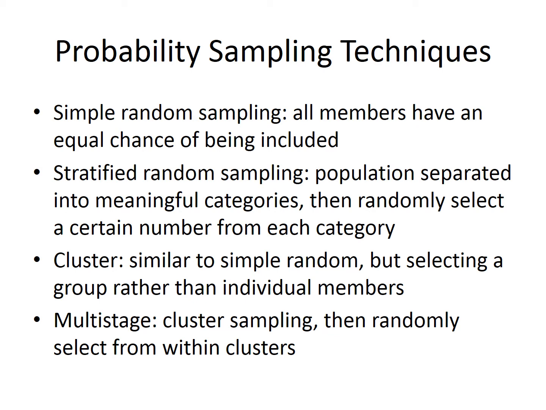Multi-stage sampling adds another step to cluster sampling by taking a random sample from the randomly selected cluster. For a pediatrician example, we would start like we did for cluster sampling and randomly select a certain number of pediatric practices. But instead of gathering data from all of the doctors in those practices, we'd randomly select doctors from within them.